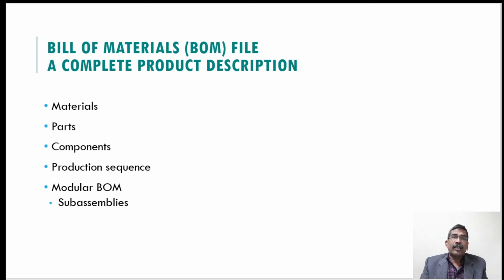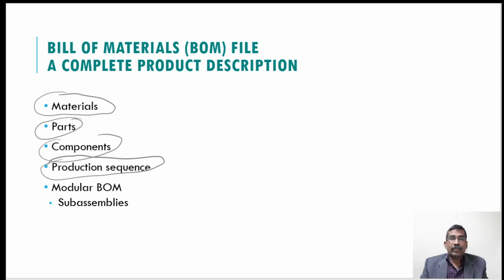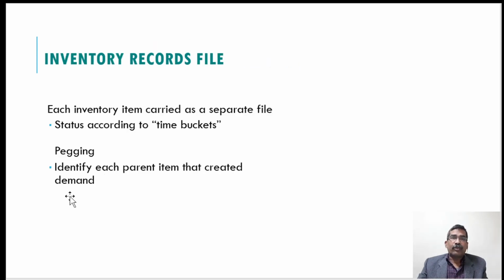Now in detail about the bill of materials. In the bill of materials, there will be a requirement to show how many materials are required, how many components and parts are required, and then the production sequence. What will be the sequence, that is in terms of just like a precedence diagram, and then the modular BOM, bill of material, and sub assemblies. These are the information required for the bill of material.